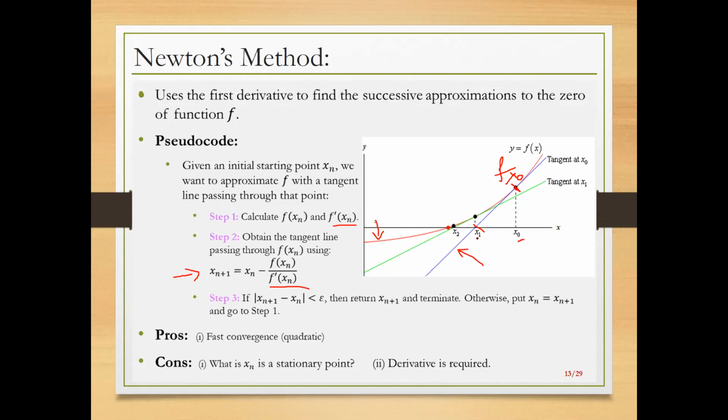Now what you do is repeat the same thing. You check whether the functional value of x1 is 0 or not. If it's not 0, you repeat the same thing: you find the functional value at this point, draw the slope at this point, and find the point at which it cuts the x-axis, which is x2. You keep doing this until either f of the new point x(n+1) is equal to 0, or the difference between the last two updated points is less than some epsilon, just as we saw before.